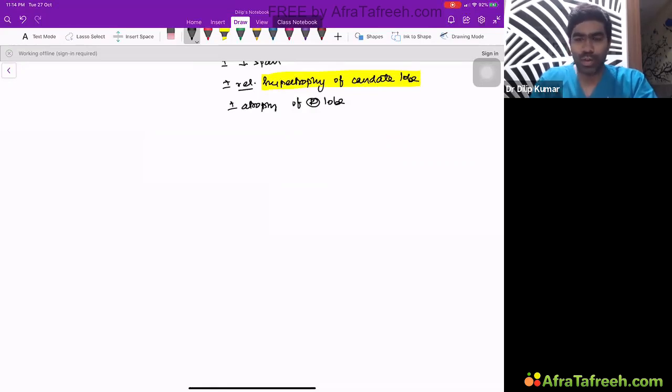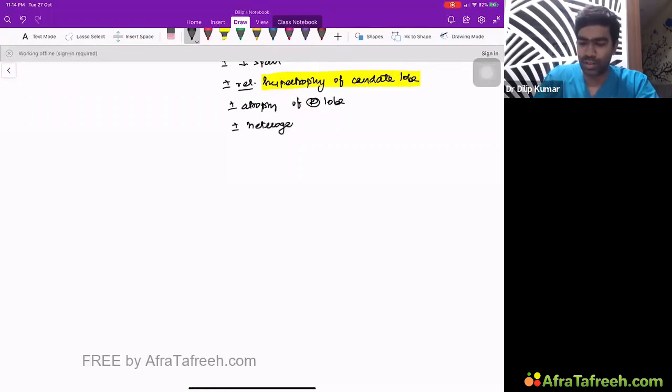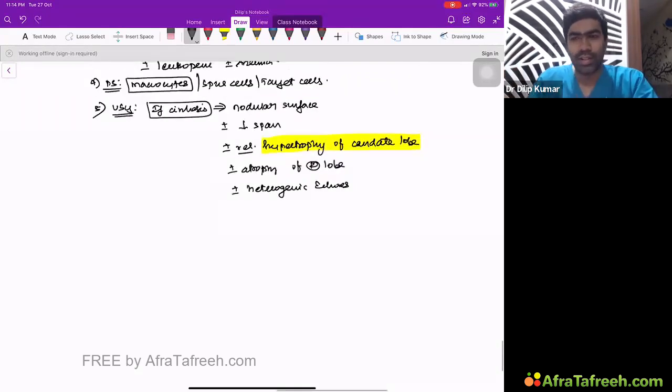And there will be loss of structural homogeneity, with areas of different echogenicity. So the liver will become more heterogenic. You will no longer have homogenic echoes; different areas will show different echoes. That is suggestive of chronic liver disease, and of cirrhosis, which means different areas are showing different nodules, and these nodules will have different echoes. That heterogeneity is again a feature of chronic liver disease.